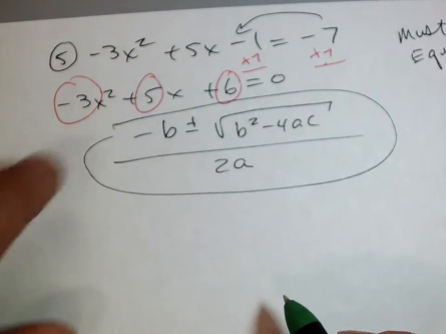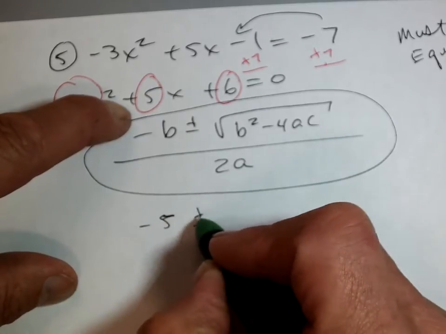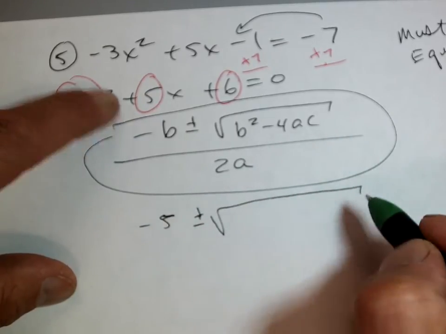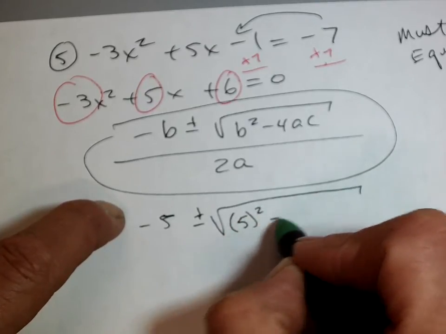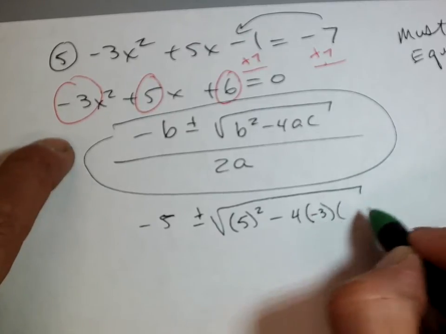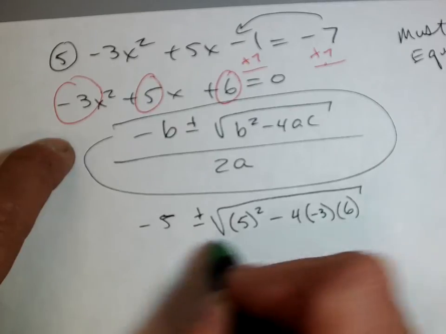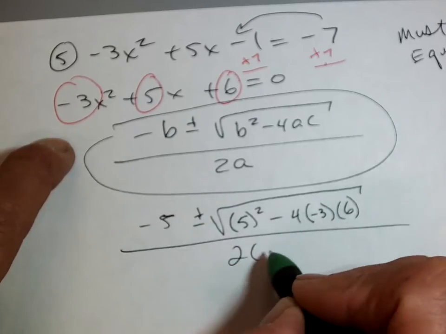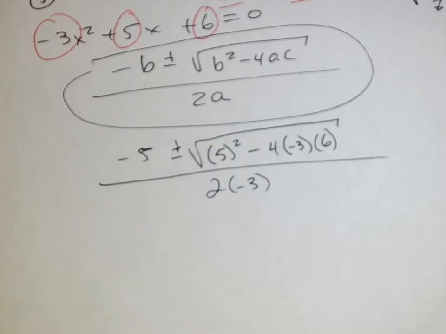So I'm going to go negative B, which is a negative 5, plus or minus the square root of B squared, which is 5 squared, minus 4 times A, which is negative 3, times C, which is 6, all over 2 times A, which is negative 3. Okay, how am I doing? Looks good to me. I'll wait for you. Thanks, Quinn.